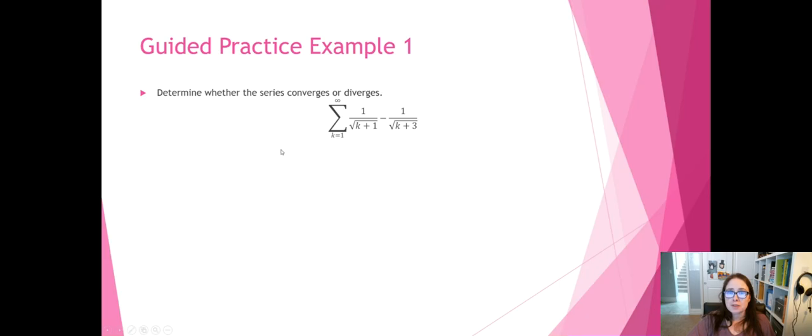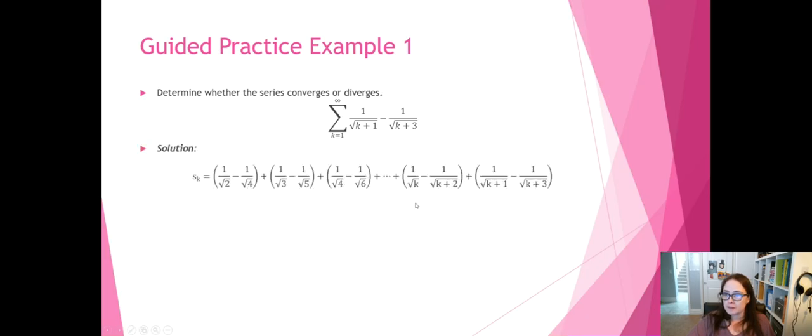So the first thing I'm going to do is write out what I'm going to call the kth partial sum here, since our index is k, and look for a pattern for cancellation. Okay, so I'm going to start plugging in values for k into these terms. If I plug in 1, I get 2 in the root of this first term, and so that's 1 over root 2 minus 1 over root 4 here. I'm not going to do any simplifying, even though I see some perfect squares in there. I'm really just looking for when do things cancel with other terms. So don't worry about simplifying here.